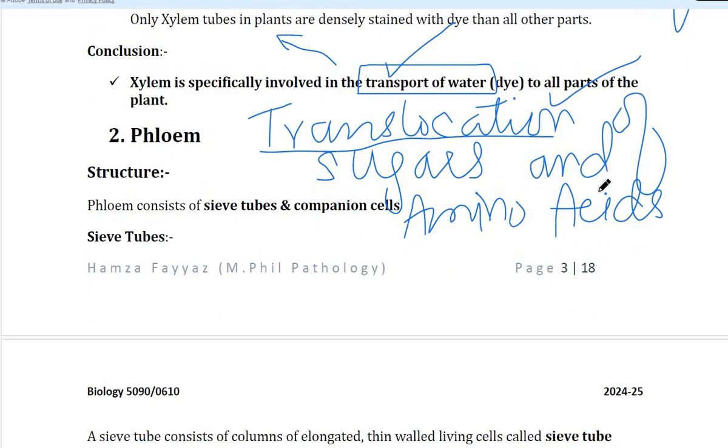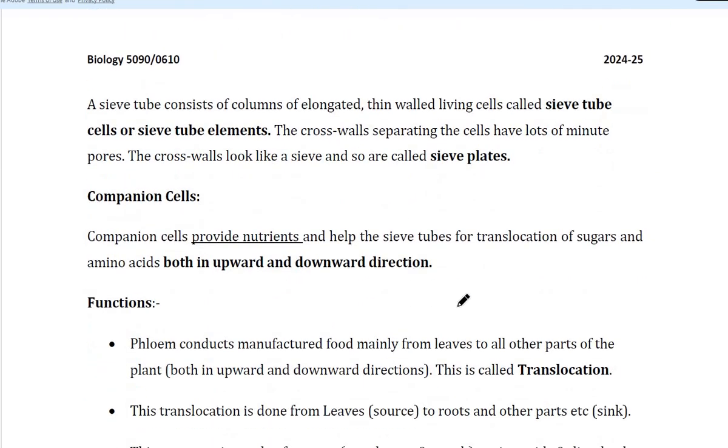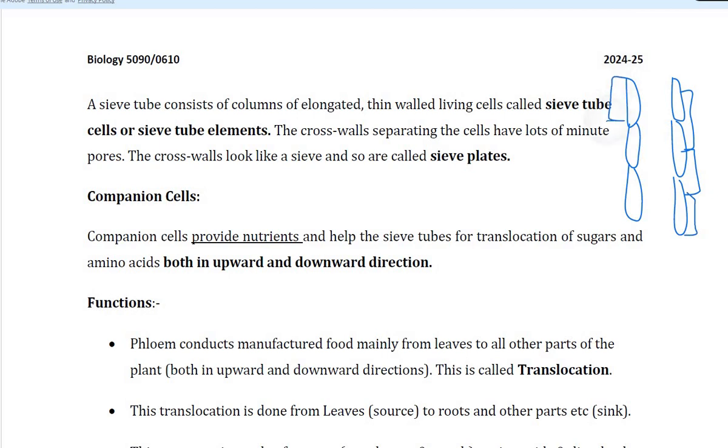Phloem is made up of sieve tubes and companion cells. Like xylem was made up of tubular structures, phloem is also made up of this sieve tube, this sieve tube, this sieve tube, and this sieve tubes and so on. And this is surrounded by this companion cell, this companion cell, this companion cell. So sieve tubes are surrounded by companion cells.